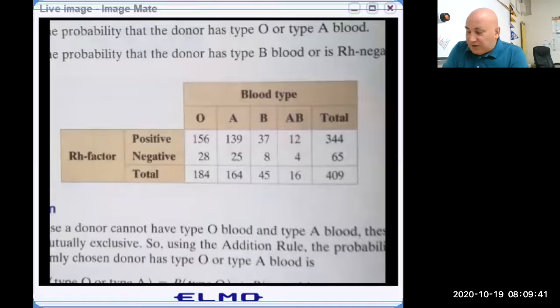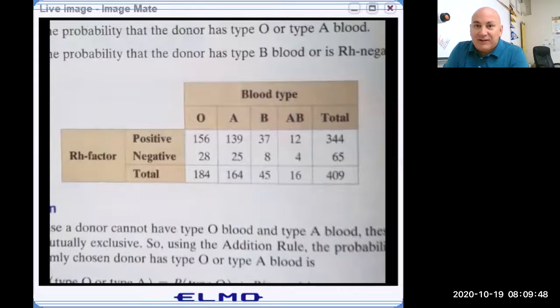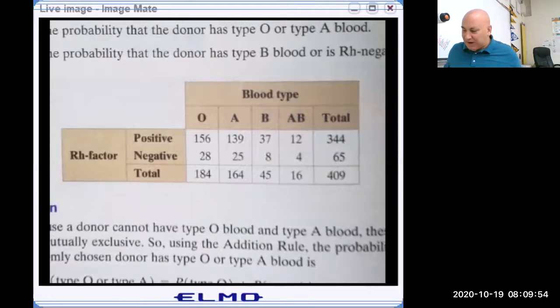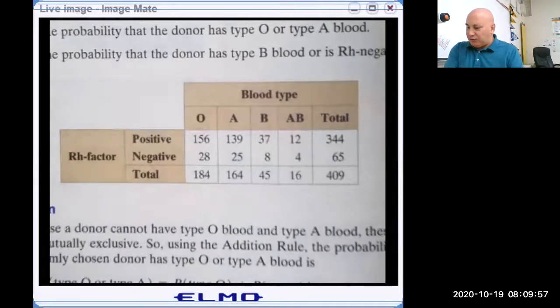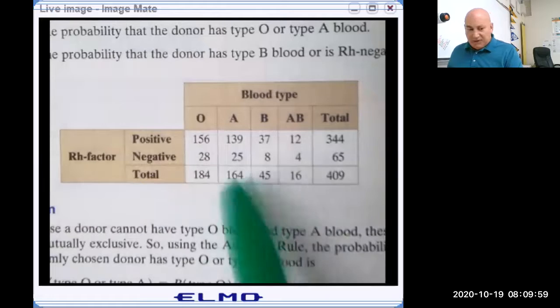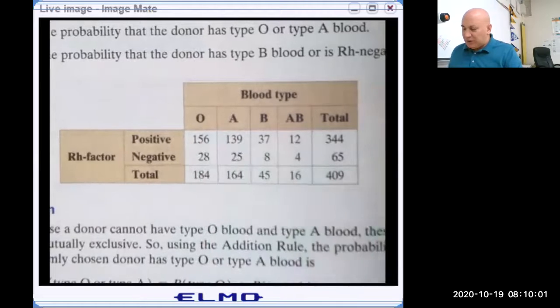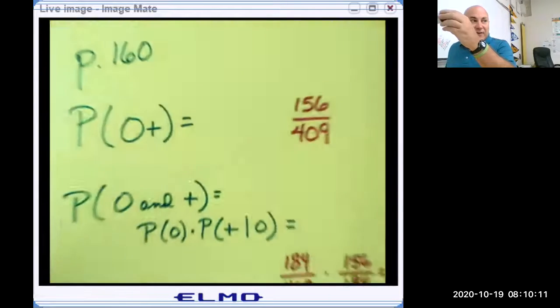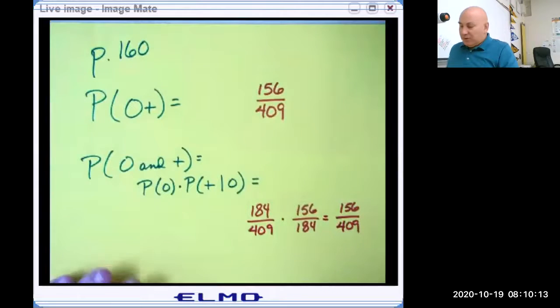Now what you see here, on page 160 of our current textbook, is some data on blood types in tabular format. So what is the probability that somebody has O positive blood if you choose at random? Well, O positive is 156. There are 409 people total. So the probability that somebody has O positive blood is 156 out of 409.